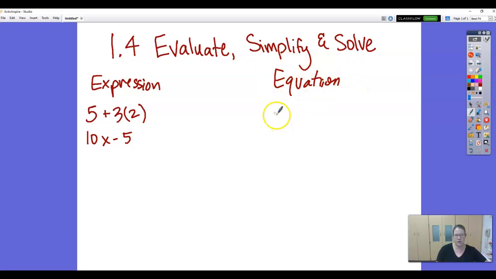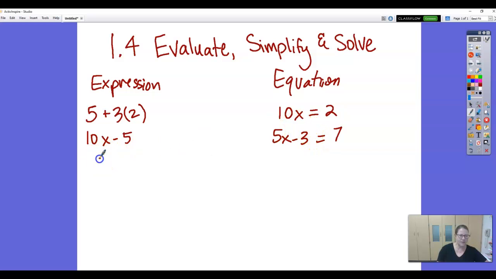An equation, on the other hand, always is going to have an equal sign. So like 10x equals 2, that's an equation because it has an equal sign. 5x minus 3 equals 7, an equation because of the equal sign.